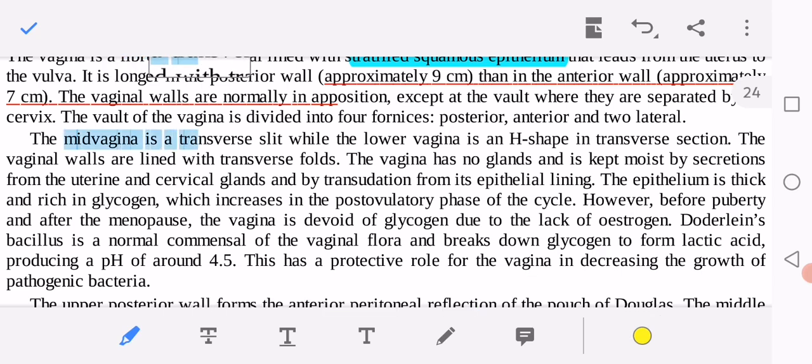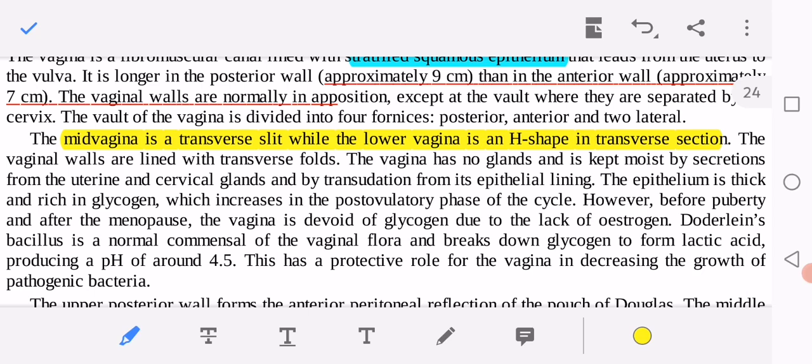This is about mid vagina and the lower vagina. Vaginal walls are lined with the transverse folds. The vagina has no glands and is kept moist by secretions from the uterine and the cervical glands and by transudation from its epithelial lining. The epithelium is thick and rich in glycogen, which increases in the post-ovulatory phase of the cycle.